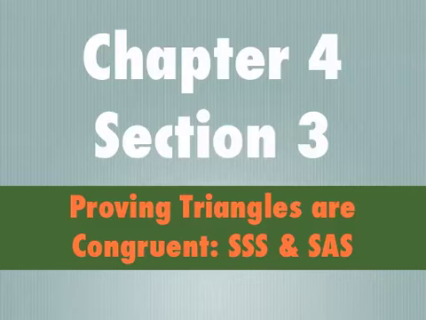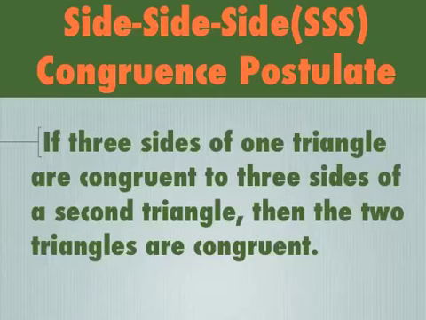Chapter 4, Section 3, Proving Triangles Are Congruent by Side, Side, Side, and Side, Angle, Side Congruence Postulates. The side, side, side congruence postulate says that if three sides of one triangle are congruent to three sides of a second triangle, then the two triangles are congruent.